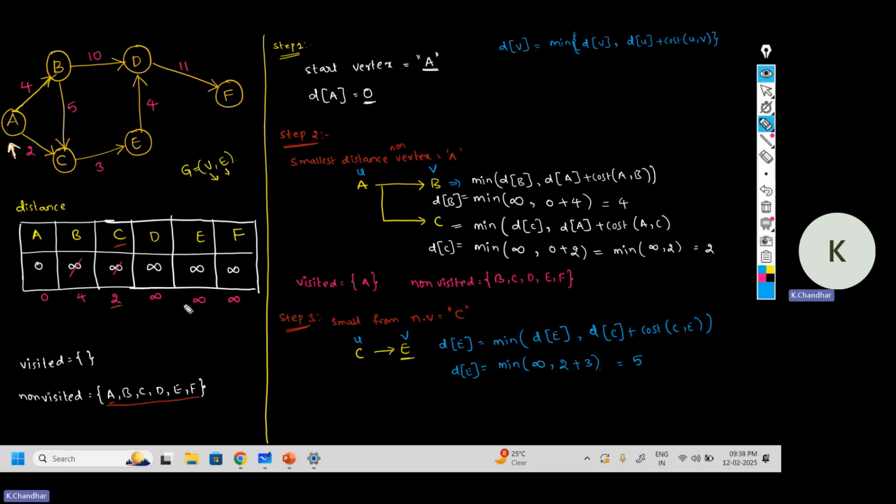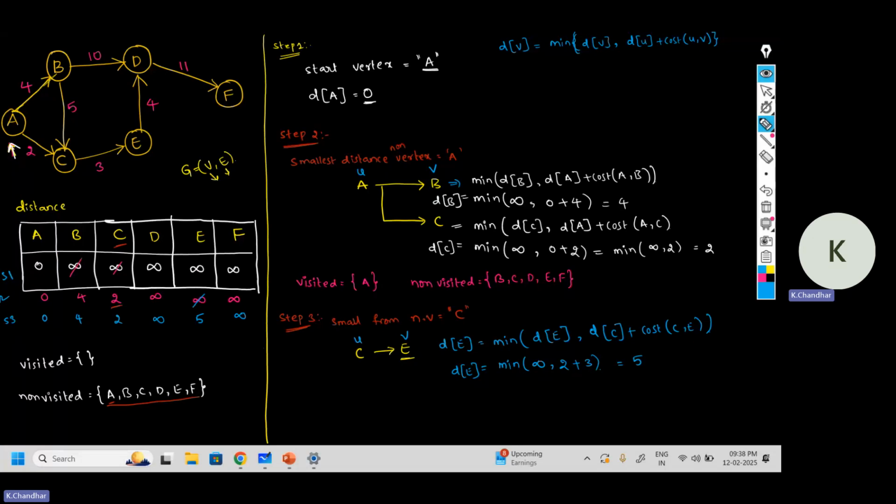So let us see the updated distance table. Which one do I need to update? Distance at E. Distance at E is previously infinite. I am going to rewrite this one with the 5 and rewrite the remaining as they are. So 0, 4, 2, infinite, infinite. This is the step 3 updation. This is step 2 updation. This is at step 1.